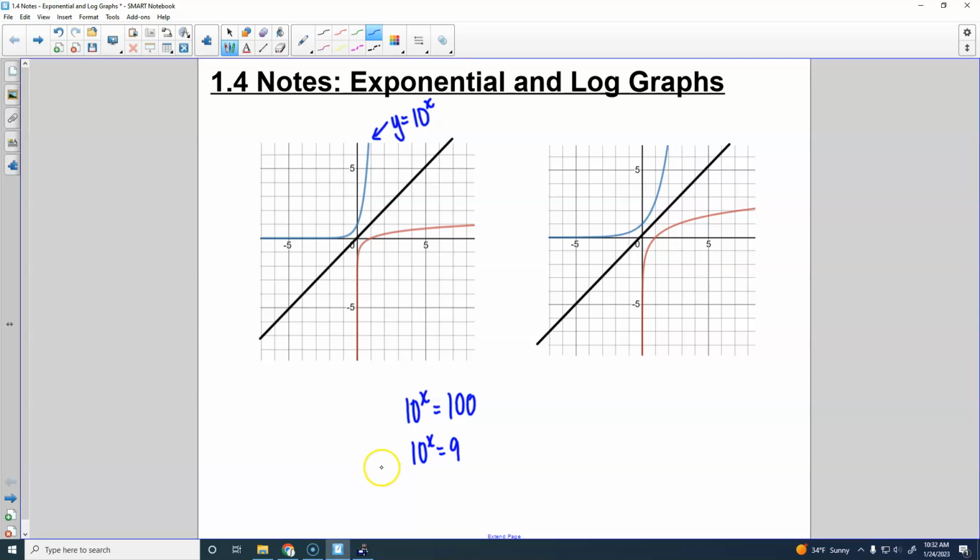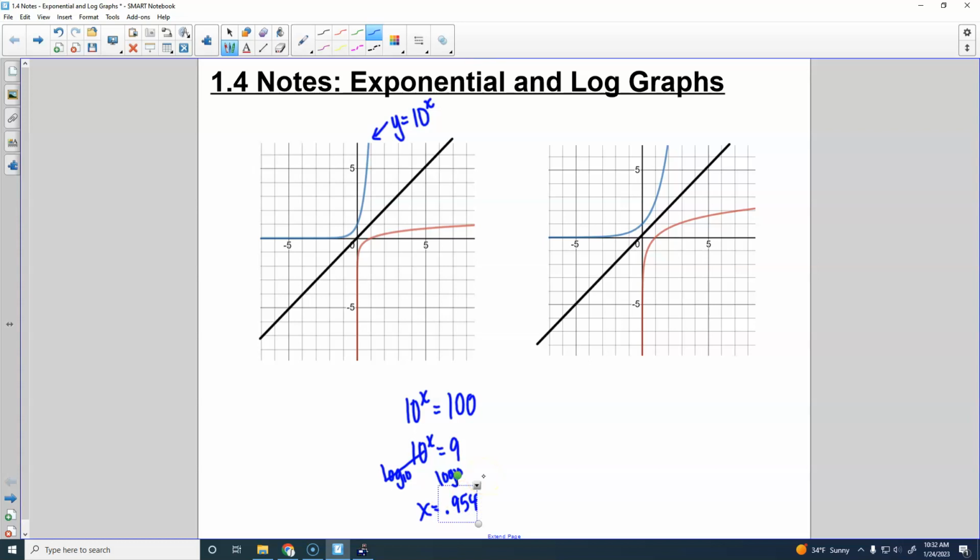But if we use a log, then we can solve that. We're going to get some number here. What do you guys, somebody want to type that in for me? We do log 9 over log 10, or well, actually, log base 10 is common log. You just type in log 9, 0.954, and so on.